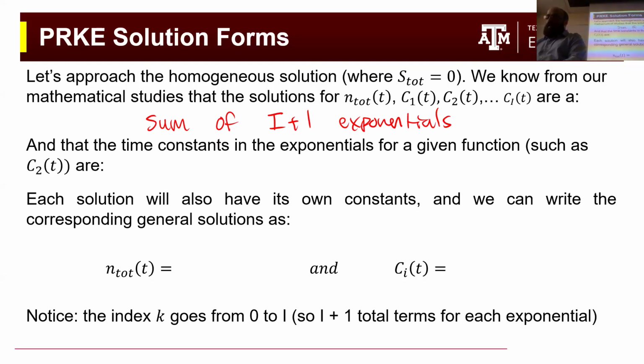So we basically have a bunch of exponentials that evolve with time. Each of these exponentials is e to some constant times time, and those constants multiplying time are called time constants. All of the time constants for every solution are going to be the same. So these solutions have the same time constants as the other functions.